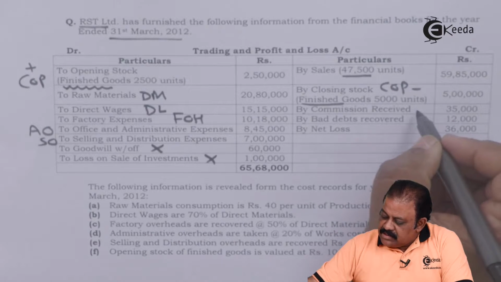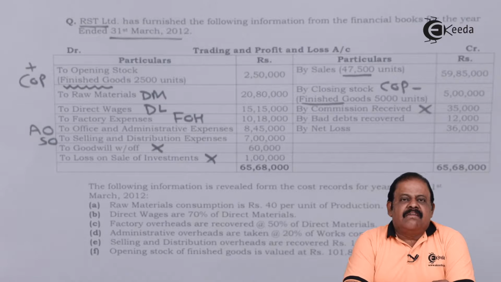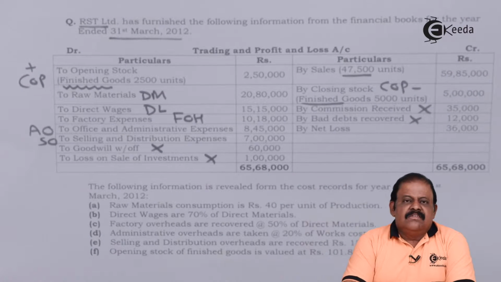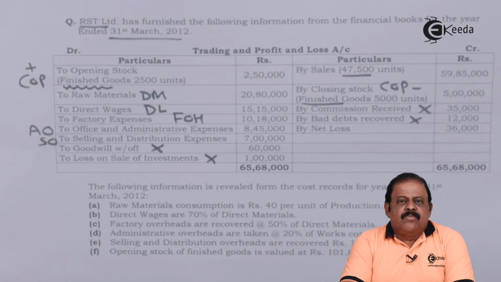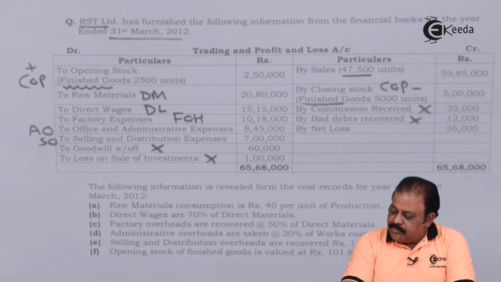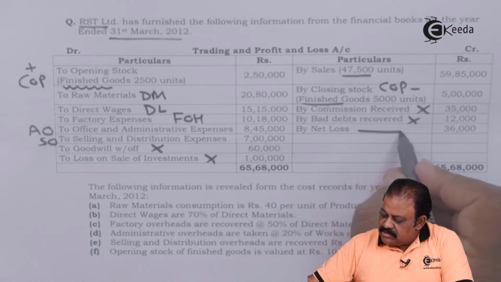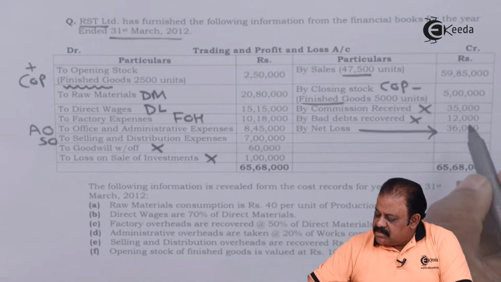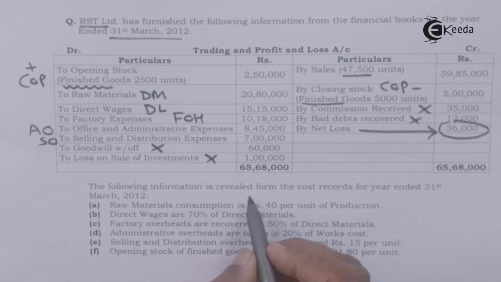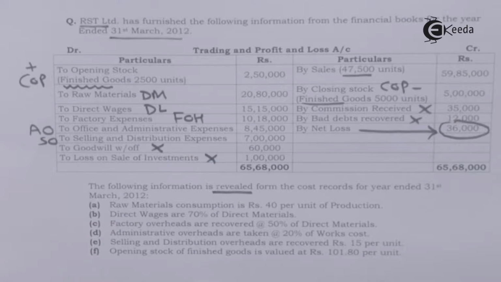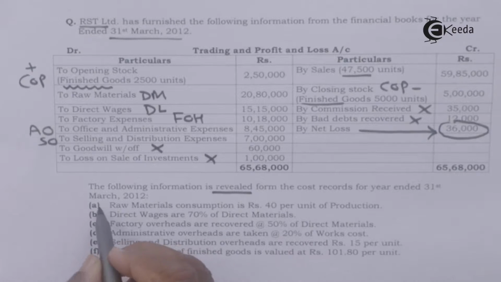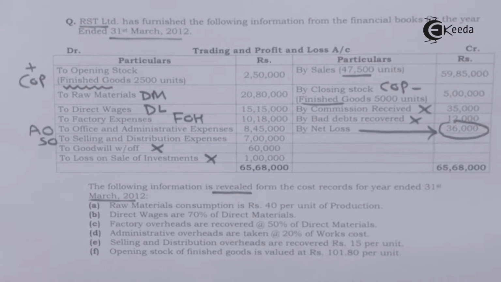Commission received. This is the income which is recorded in financial book, but it is not recorded in cost book. Bad debts recovered. This is the income which is recorded in financial book. It is not recorded in cost book. Net loss. As per financial book, there is net loss of rupees 36,000. The following information is revealed. Revealed means shown from the cost records for the year ended 31st March 2012.